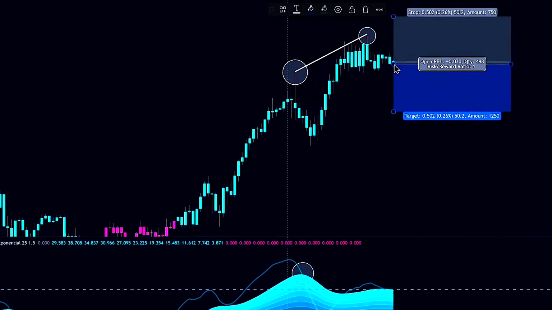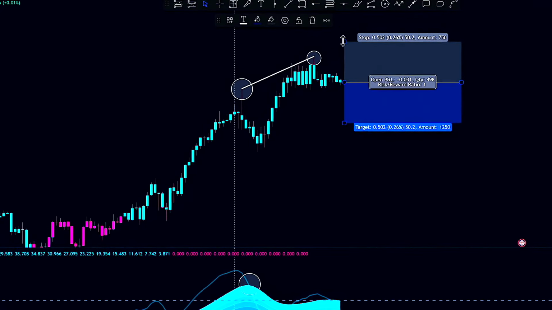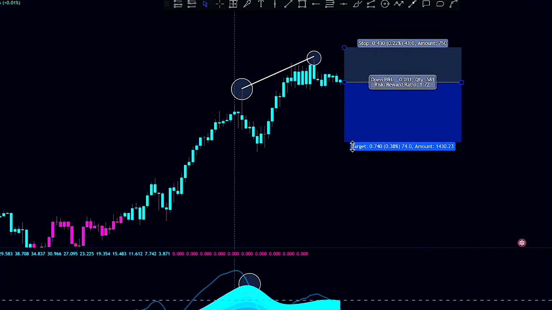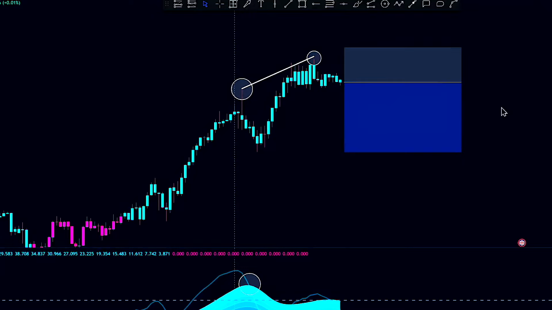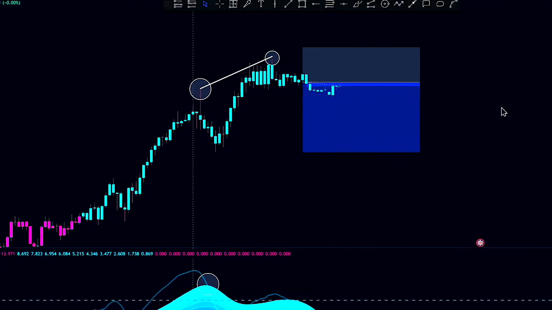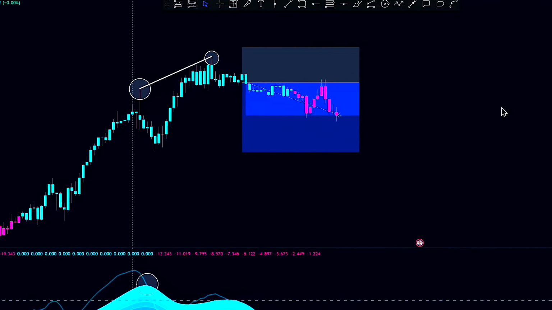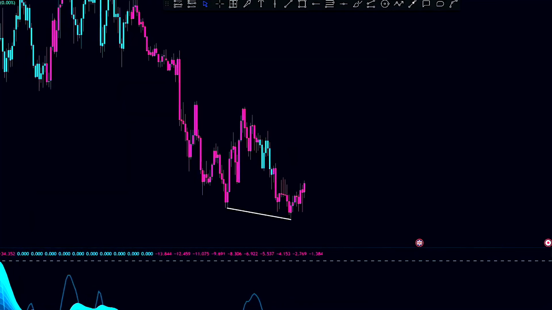Enter the trade, set your stop loss just above the latest swing high from that peak, and aim for a take profit twice your risk for a 1-to-2 risk-reward ratio. Let it play out. And as you can see, it was profitable. For a bullish setup, just flip it.